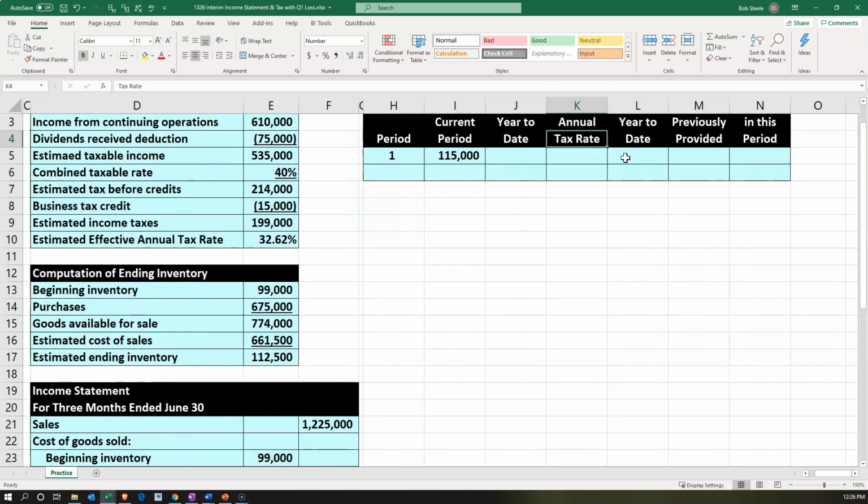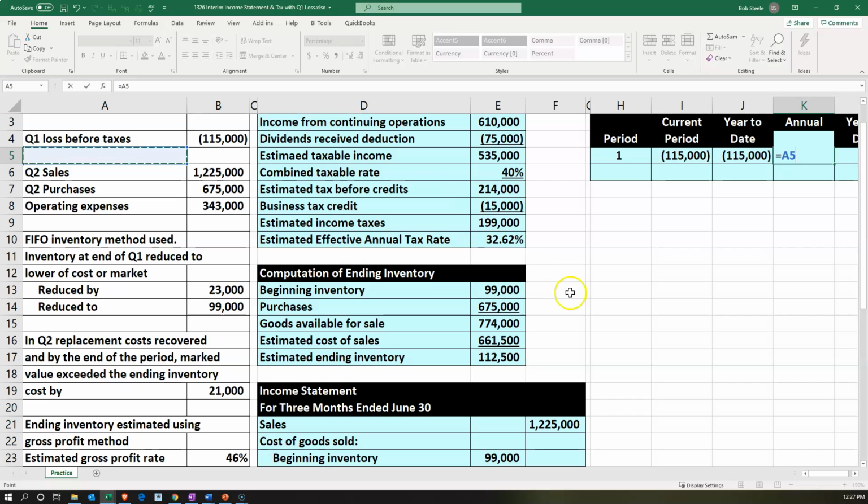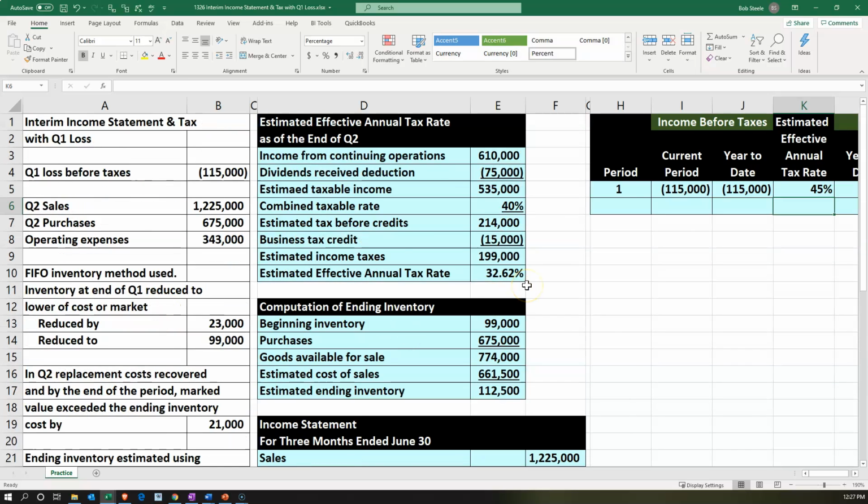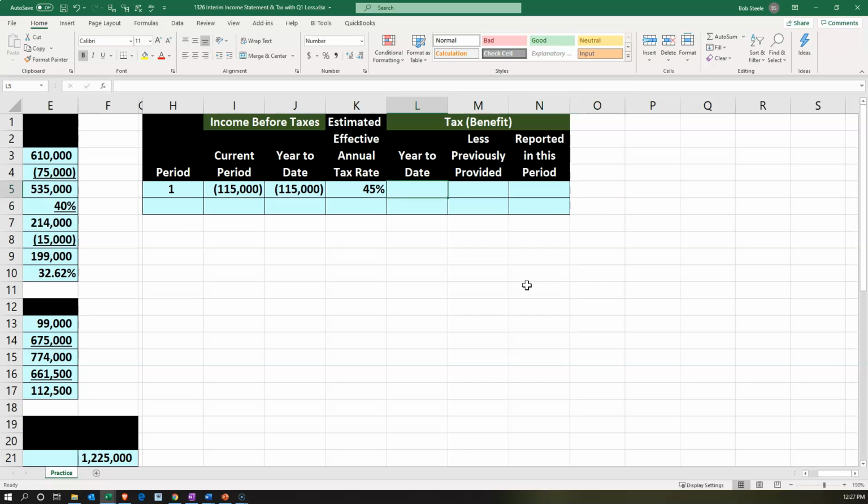$115,000 on the loss. Year to date, let's make that a negative because it was a loss by deleting the equal sign. Year to date is the same number because it's the first quarter. So then the annual tax rate that we had when we did this calculation for period 1, as of the end of the first quarter, was an effective annual tax rate of 45%. So that means that the year-to-date tax would be the $115,000 times the 45%. Now, notice that's assuming that we can get some benefit basically from the loss, because this is a tax benefit because we had a loss.